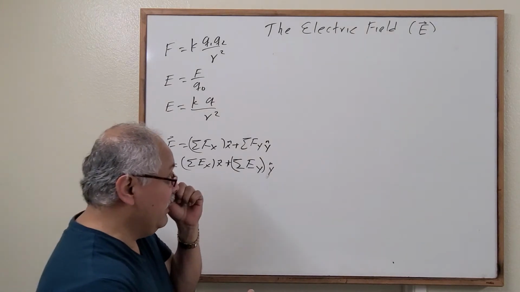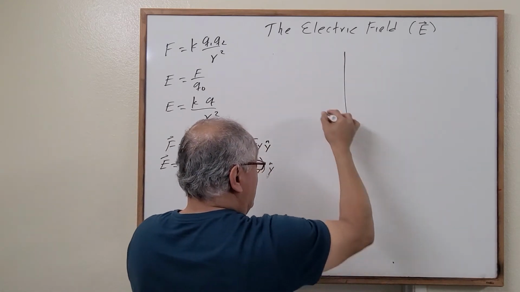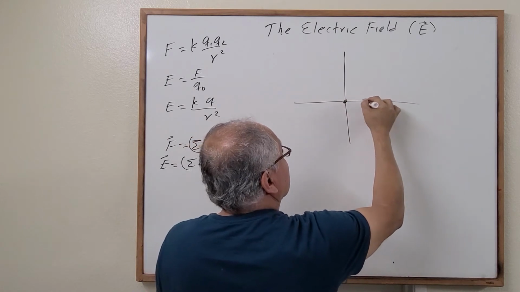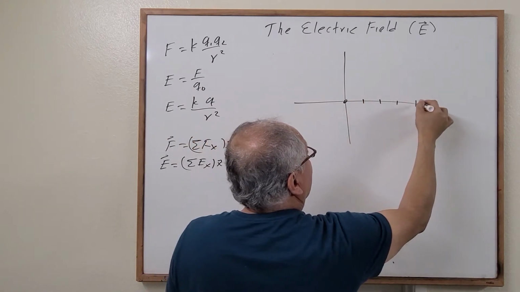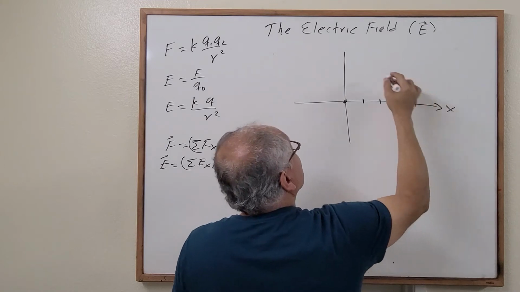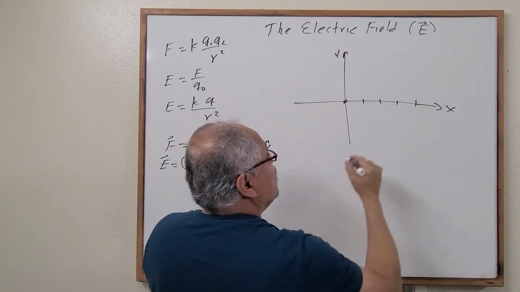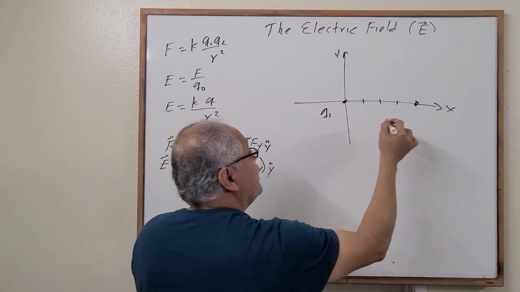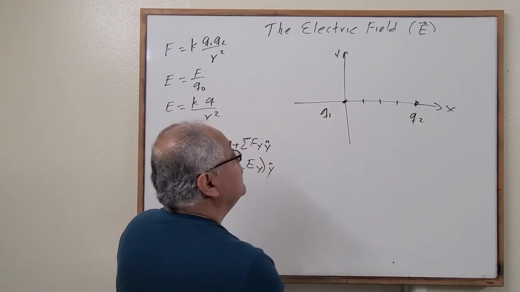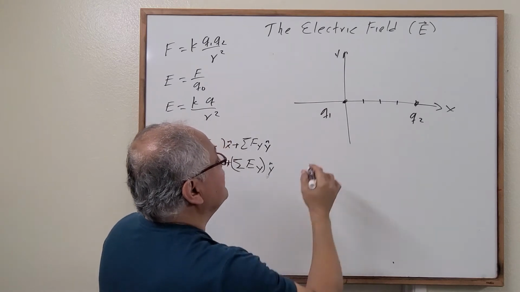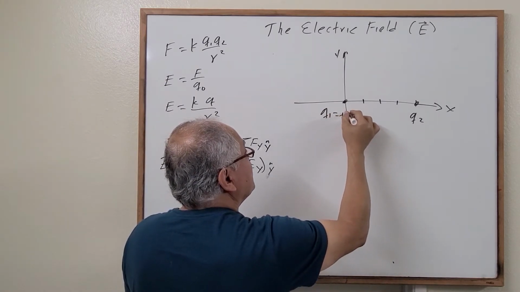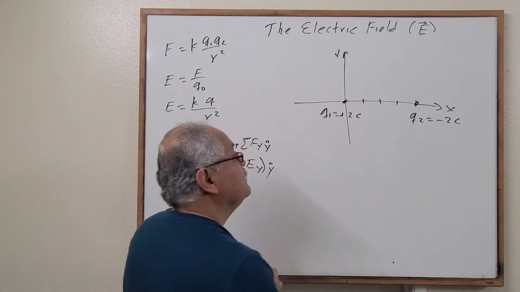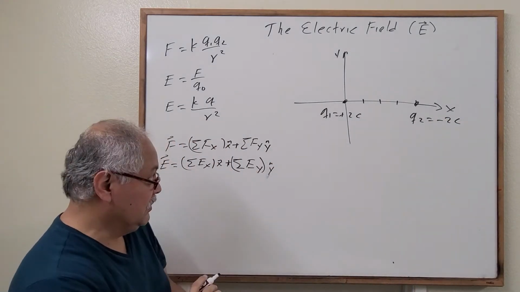Okay, perfect. Imagine that we have, one more time, two charges. One charge right here, another charge right here. Imagine for simplicity, this is the x direction, this is the y direction. Let's call this charge 1 and this charge 2. For simplicity, let's take this to be positive 2 coulombs, and this is negative 2 coulombs. You can change the values.